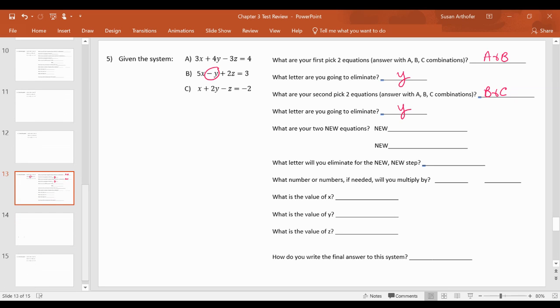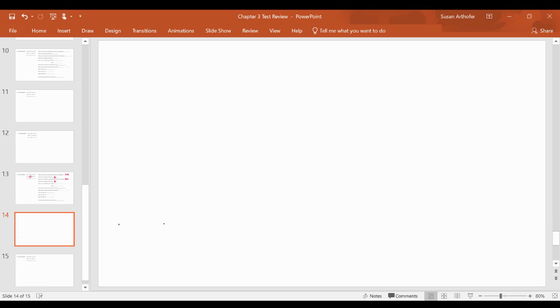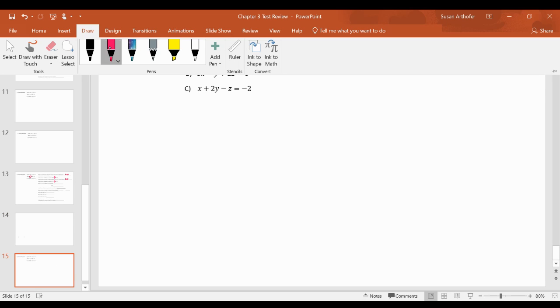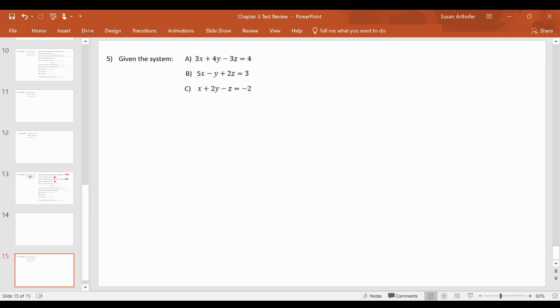Okay, so we're going to use A and B and C, and we're going to get rid of Y. Okay, so the first set was A and B. So I'm going to bring this equation over, and I'm going to bring the second equation over.